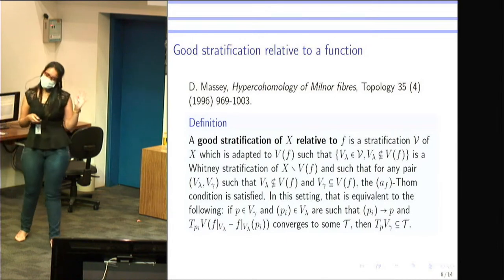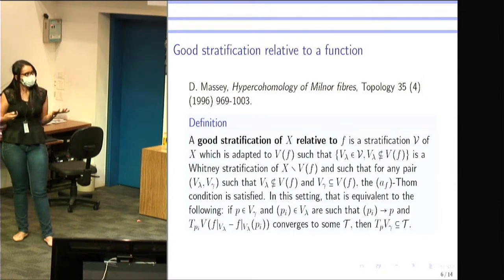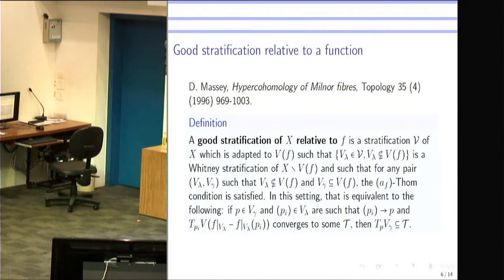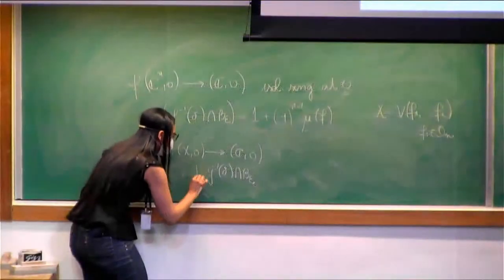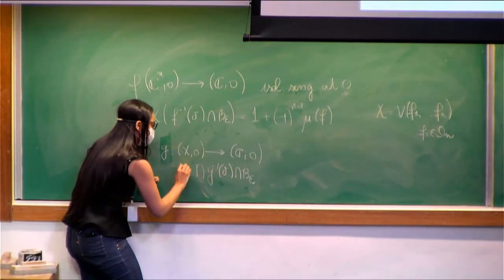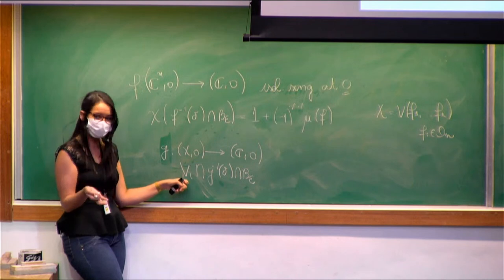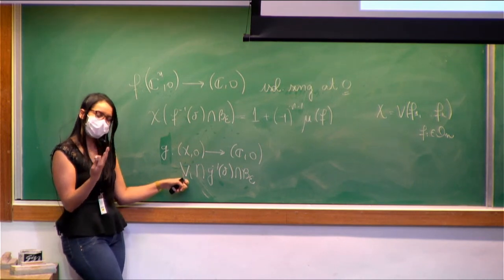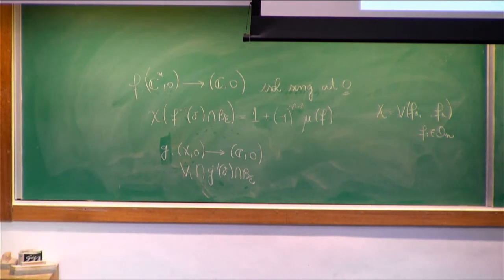Using this stratification, in the work Hypercohomology of Milnor Fibers, Massey studied the hypercohomology of this type of set. So when we have a function like this one, like T, we can consider the inverse image of a regular value. But since G is defined on X, we should also intersect this fiber with a stratum of an appropriate stratification. This appropriate stratification for Massey was this good stratification. And for two other mathematicians, this good stratification was also appropriate.